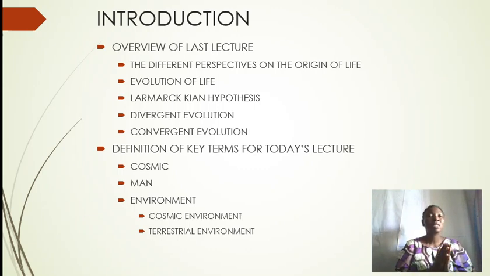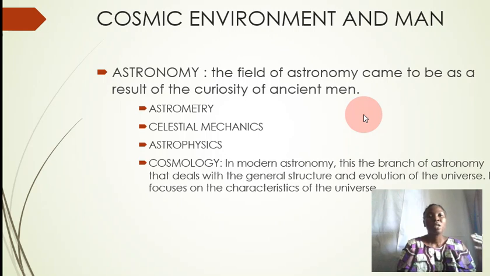It's suffice to say that in that class we agreed that the terrestrial environment is an integral part of the cosmic environment. But for that particular class, our interest was the cosmic environment, which is the universal environment where man finds himself. In order to understand the cosmic environment and how it relates to man, we further discussed that was what gave birth to astronomy. And we briefly mentioned the different aspects of astronomy.